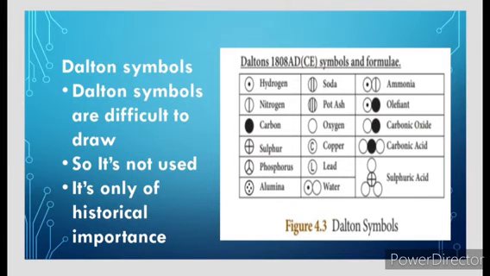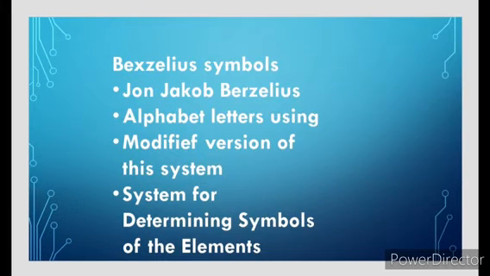And next we move to Berzelius symbols. John Jacob Berzelius devised this system using letters of the alphabet rather than signs. Okay. So the modified version of the Berzelius system is the system for determining symbols of the elements. This is the modified version. He introduced it in the year 1813.